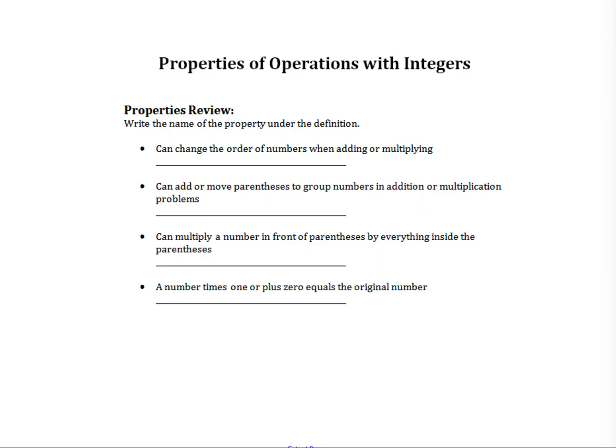All right, so let's go ahead and take a look at some of our properties of operations here. So for operating with integers, we are using the same properties that you have used when you were in elementary school and you first were learning about adding or multiplying with numbers. So we're going to start by just writing the name of the property under each one. For our first one, can change the order of numbers when adding or multiplying. Okay, so can change the order, that is the commutative property.